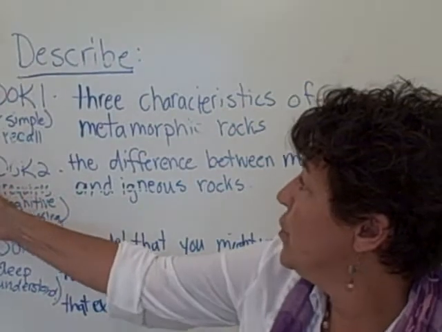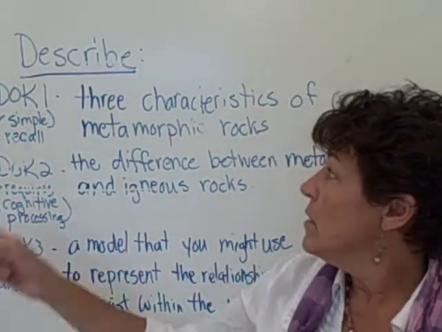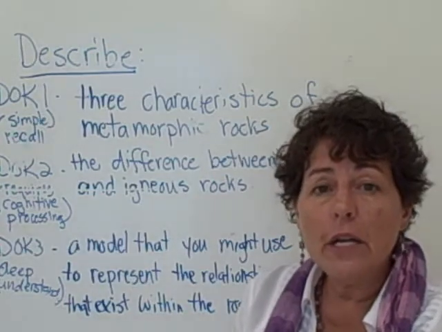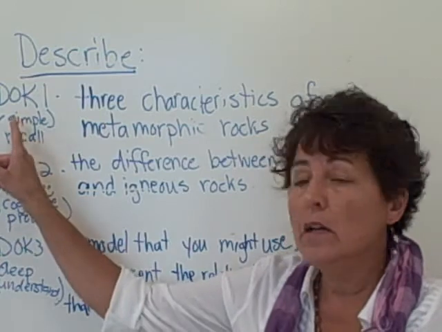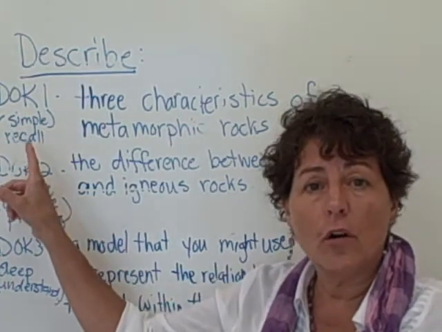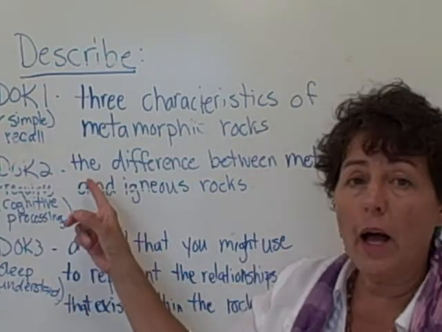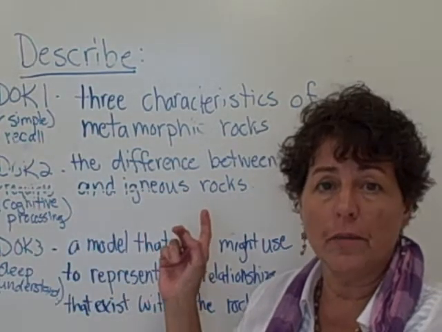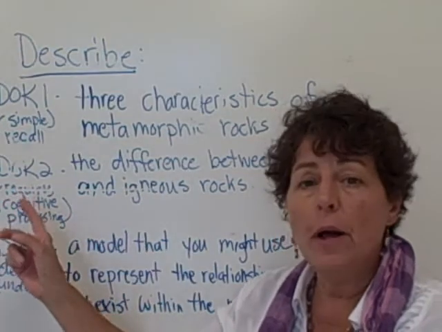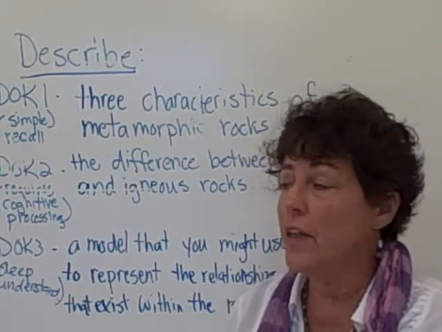We're going to look at the verb describe in 3 different ways. The first one is describe 3 characteristics of a metamorphic rock. This is simply depth of knowledge 1 because they are only required to recall the information. Describe the difference between metamorphic and igneous rocks. This is depth of knowledge 2 because it is requiring some more cognitive processing than the first one.